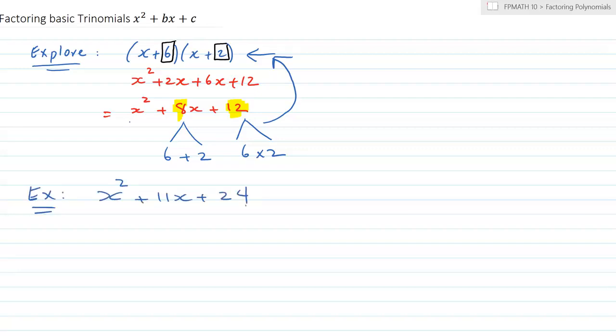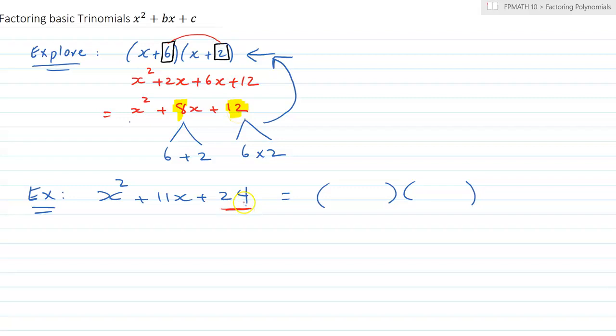Okay, now let's look at a problem. We have this trinomial x squared plus 11x plus 24. We want to write it in factored form. That means we're going to write it as a product of two binomials like that. To do that, the first thing you've got to do is figure out this number 24. Notice that the 12 is the multiplication of the two numbers in here.